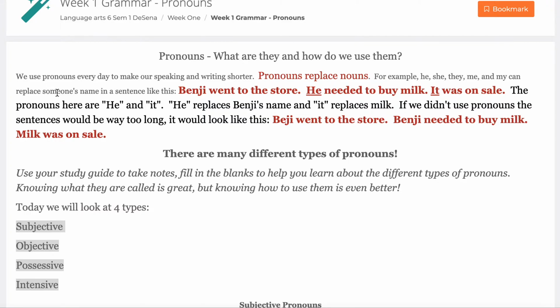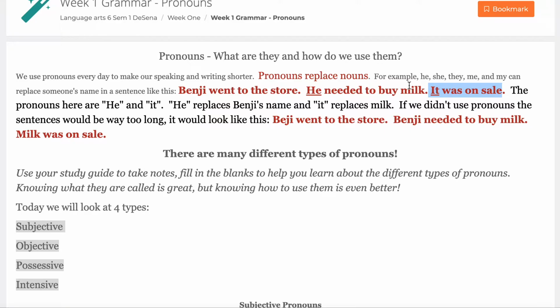Just like this sentence. It says, Benji went to the store. He needed to buy milk. So we use that word he, the pronoun he, to replace Benji's name. The next sentence says, it was on sale. So it refers to the milk. So this pronoun replaces the word milk.